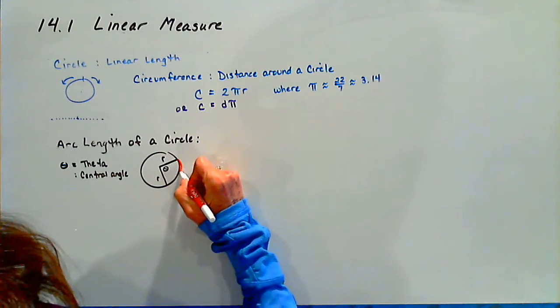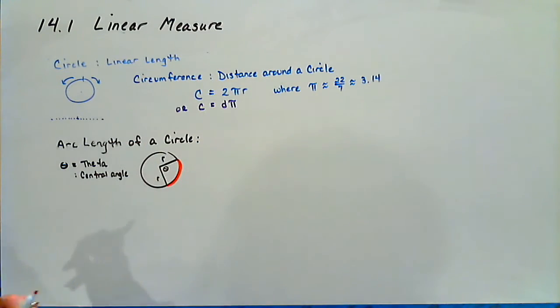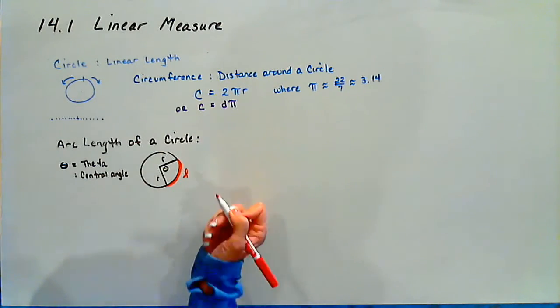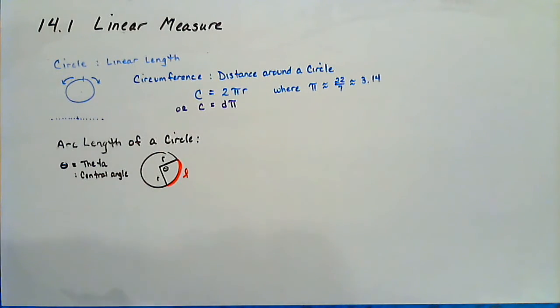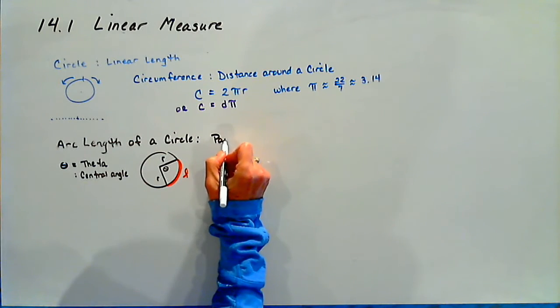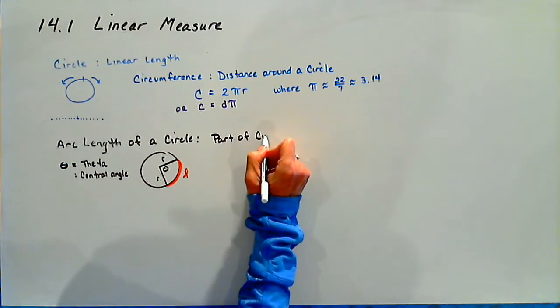So this time I know the degree is going to be the same as the central measure, but that's not what I'm asking. I'm asking you to lay this out and measure it and tell me how long it is. Okay, tell me the linear measurement. Well, you'll notice that that arc length is only part of a circle. So I'm going to write that out in words. This is part of the circumference.